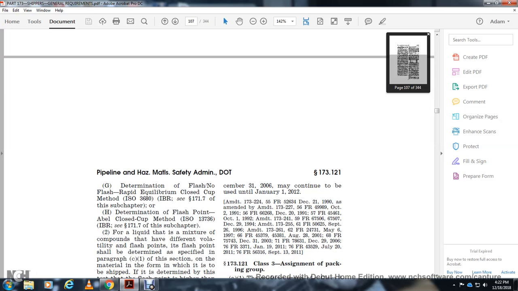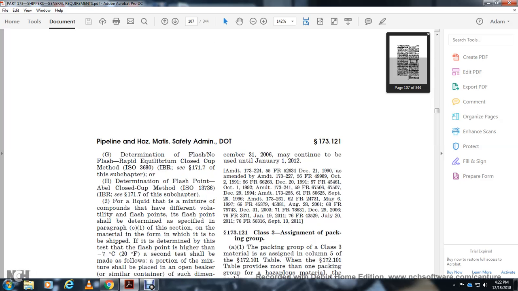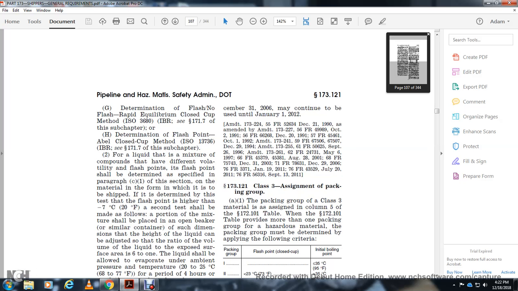For liquids having a mixture of compounds that have different volatilities, the flash point shall be determined as specified in the paragraph of this section for the material to be shipped. If the flash point is higher than 20 degrees Fahrenheit, a second test shall be made as follows: a portion of the mixture shall be placed in an open beaker or similar container, with dimensions such that the ratio of volume of the liquid exposed to air is 6:1.